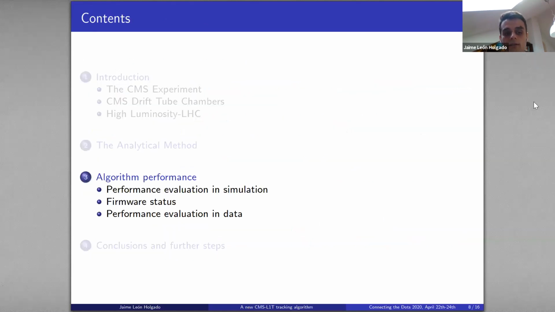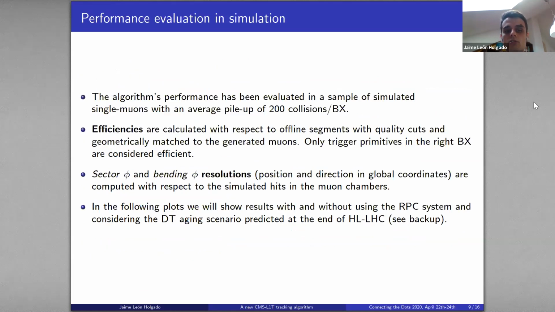So now we are going to test how the algorithm performs. First, we would like to evaluate it in simulation. We use a sample of simulated single muons with an average pileup of 200 collisions. We compute efficiencies with respect to offline segments, so segments reconstructed with the offline system, and we apply several quality cuts, and also match them geometrically to the generated muons of the sample. We will also consider efficient only the trigger primitives that are in the right BX.